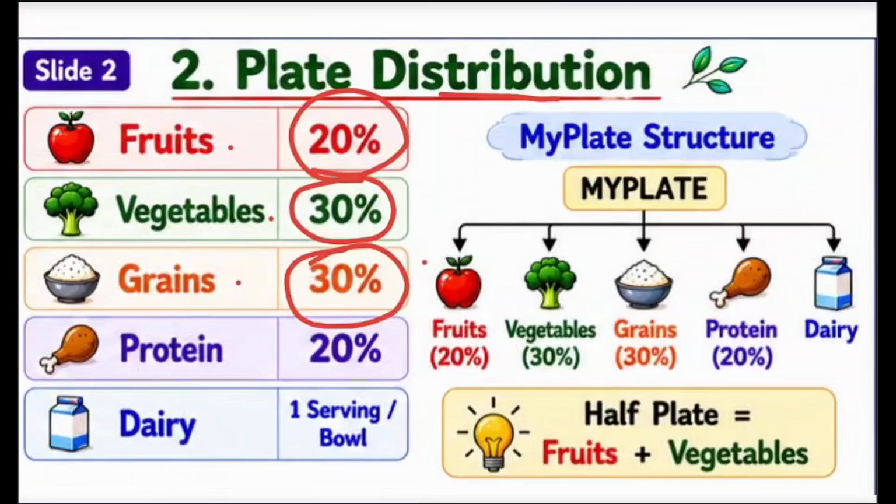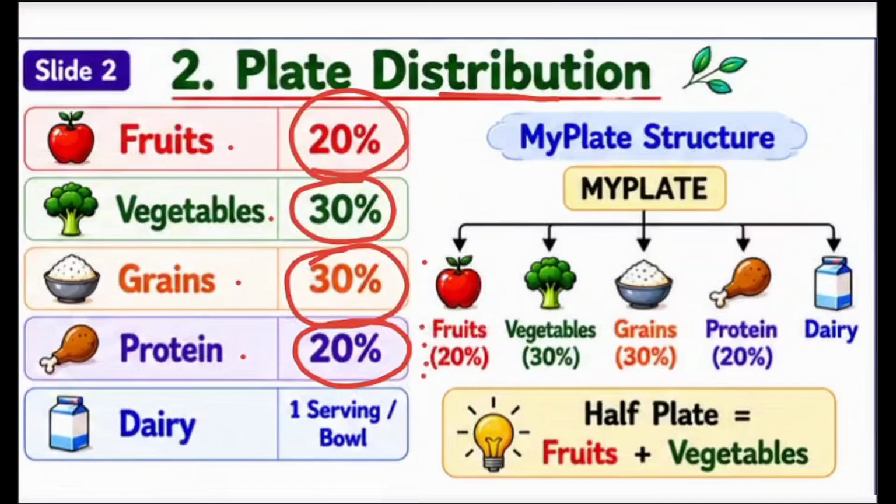Then we have protein foods. They should occupy almost 20% of the plate because proteins help in growth, tissue repair, muscle development, and maintaining body functions. Examples include eggs, fish, chicken, pulses, soybeans, and beans.